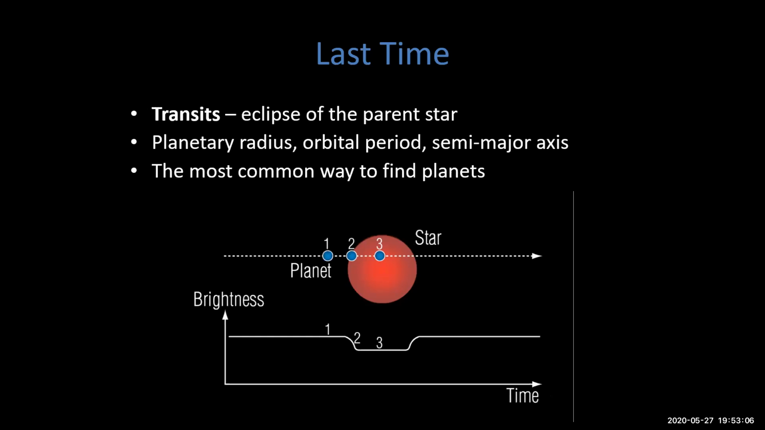Anyways, with this transit method, you can determine the radius of the planet, so how wide the planet is. You can determine the orbital period, so how long it takes to orbit. Based on how long it takes to orbit, you also get its semi-major axis. And as of today, the transit method is the most successful method we have at finding extrasolar planets.